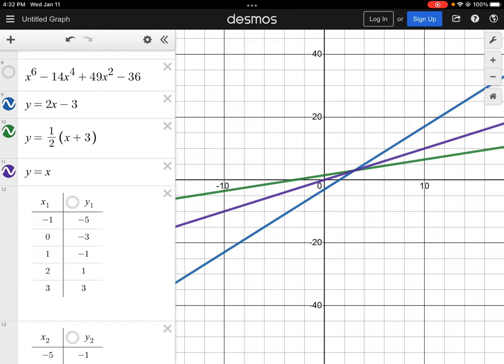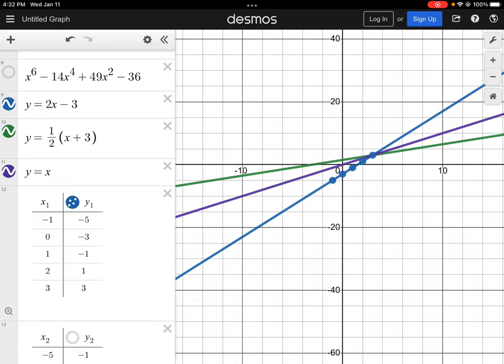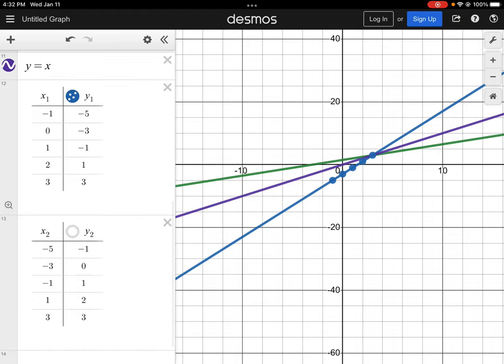Let's jump back to Desmos. I've also made a table of values for points that are on y equals 2x minus 3. Let me turn that on. You can see the points in this table show up in blue. Now, in this second table, notice I have taken the x's and y's and swapped them around. So the point (-1, -5) in the first table shows up as (-5, -1) in the second table. The point (0, -3) shows up as (-3, 0), and so on and so forth.